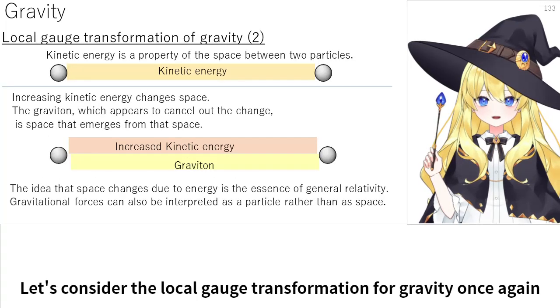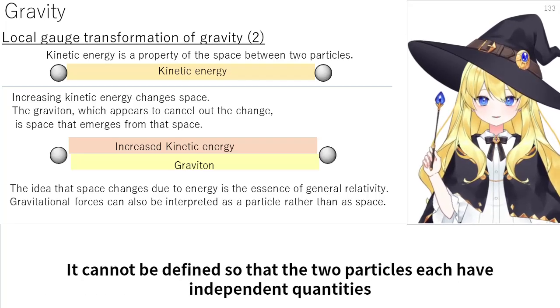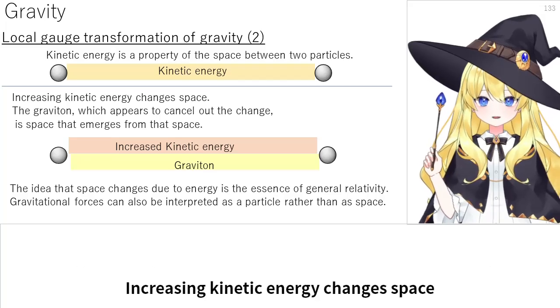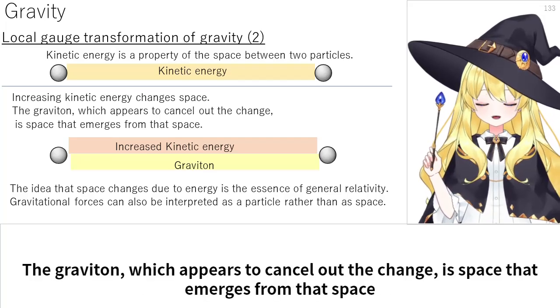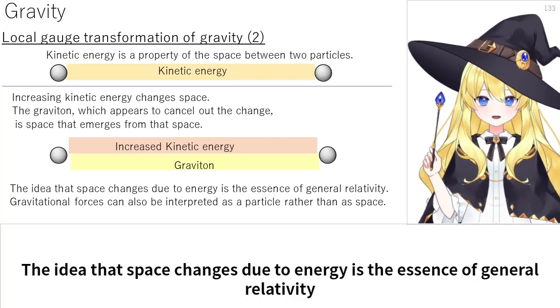Let's consider the local gauge transformation for gravity once again. Kinetic energy is a property of the space between two particles. It cannot be defined so that the two particles each have independent quantities. Increasing kinetic energy changes space. The graviton, which appears to cancel out the change, is space that emerges from that space. The idea that space changes due to energy is the essence of general relativity.